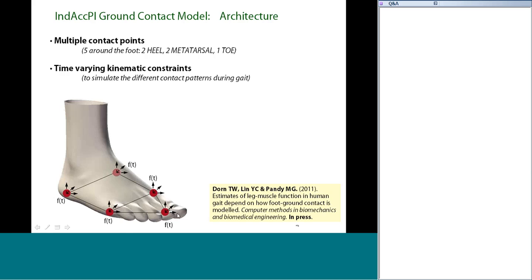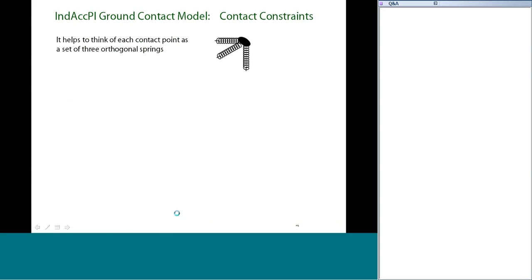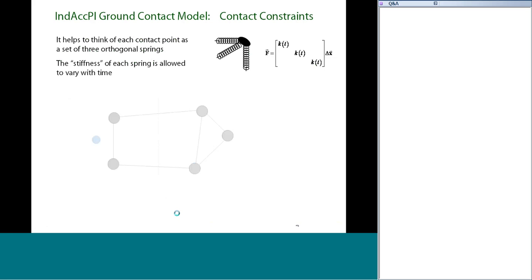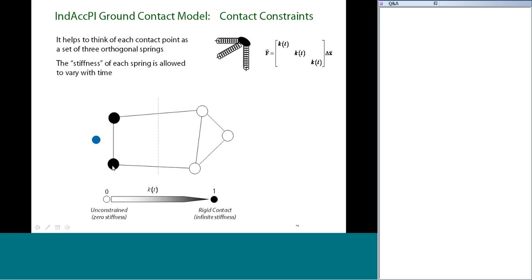You can think of each contact point as a set of 3 springs, where the stiffness of each spring can vary with time. So what I've got here is a schematic. If you're looking down on the sole of the foot, each of the 5 contact points has associated stiffnesses. The dark circles are associated with infinite stiffness, and the light circles are associated with 0 stiffness. So these 0 stiffness points can come off the ground, whereas the rigid contact points are rigidly connected to the ground.